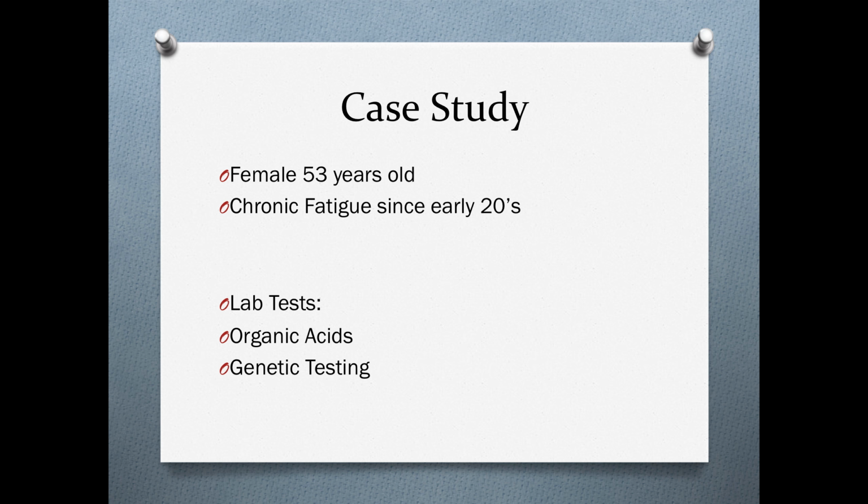So this is a case study. I had a distance patient. She was a 53-year-old female. She had chronic fatigue since her early 20s. What we did after a thorough consultation and reviewing her basic complete metabolic panel and CBC is we had her order a couple tests. We had her order the organic acids and the genetic testing from 23andMe.